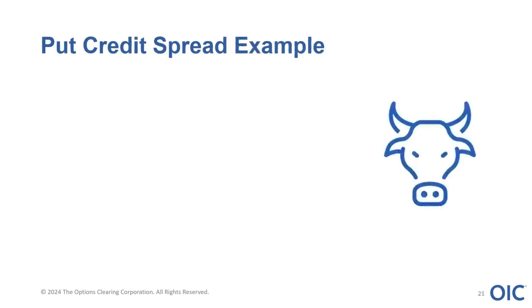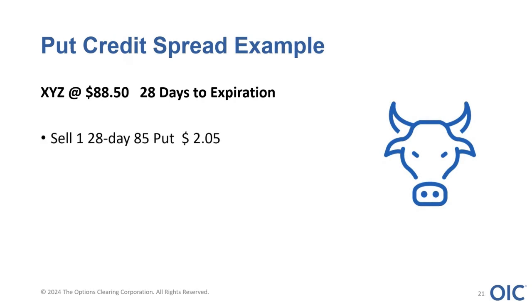Let's talk about a real-ish world example. We're going to use the same theoretical stock, XYZ, trading at 88.5, and we have 28 days to expiration. In this case, remember, the stock is trading 88.5. We're going to look at the slightly downside put spread.